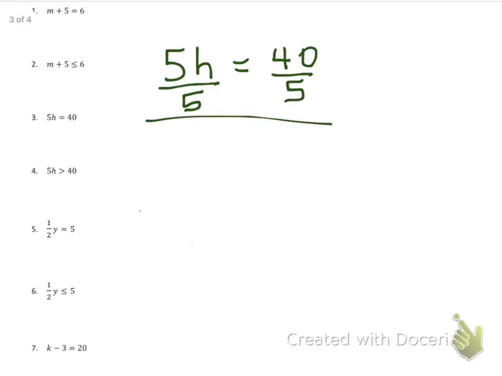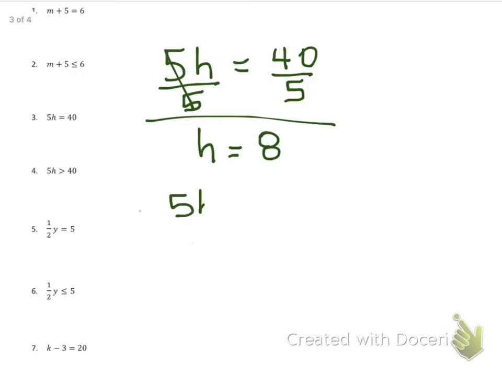And 3. 5h equals 40. Okay, I want h all by itself. I'm going to undo multiplication with division. Whatever I do to one side, I have to do to the other side. 5's cancel. I get h equals 40 divided by 5 is 8. The only thing that makes that equation true is when h equals 8.